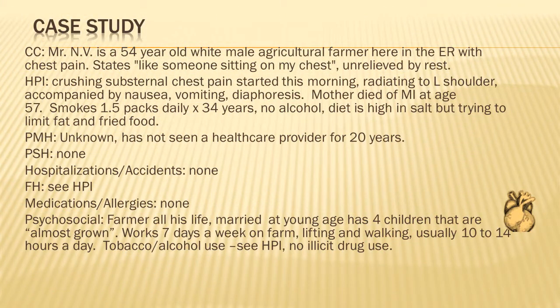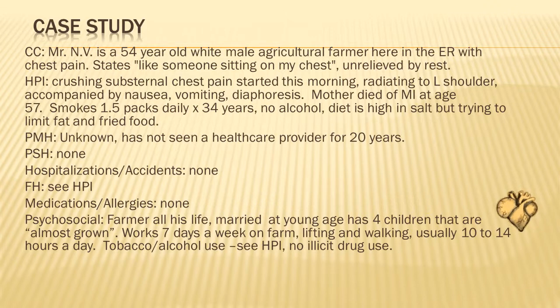He has substernal chest pain, started this morning, radiating to the left shoulder, accompanied by nausea and vomiting, and had some diaphoresis. He smokes about a pack and a half a day, times 34 years, and has a positive family history of his mother having an MI at age 57. He has a diet high in salt.